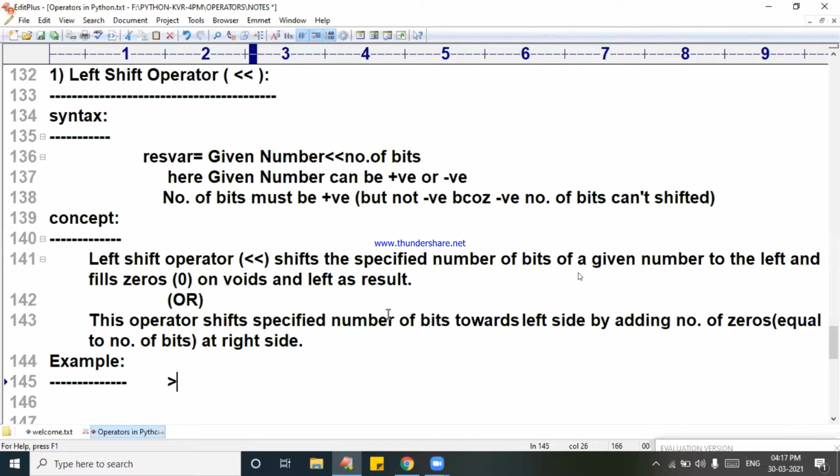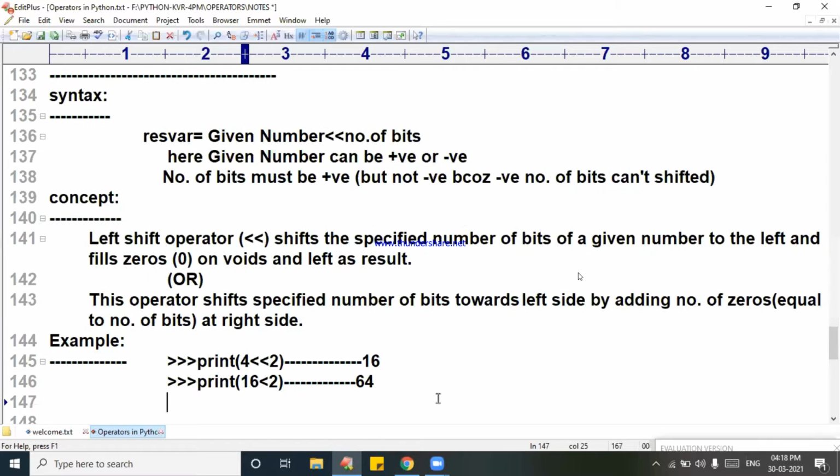Formula also I told you. The answer is 4 into 2 square, that is called 16. Very good. Perfect response is coming. Now I am saying 16 into 2. Answer, please. 16 into 2, check your answer. 64. Last and final. Print of 40 double less than 0.